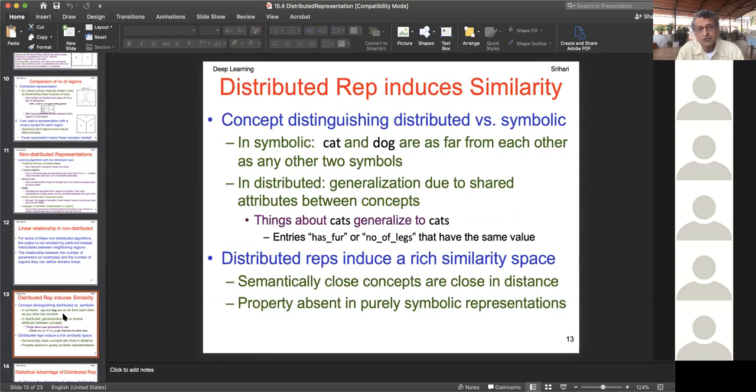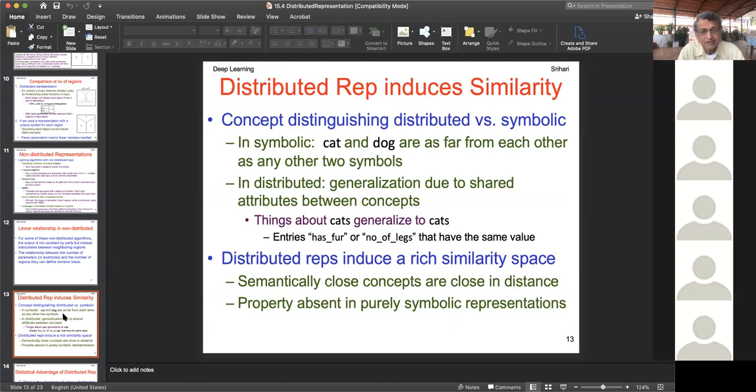All right, then we'll move on to the similarity concept of distributed representation. In a symbolic representation, take the example of cat and dog. If you have a classifier, many of these contests for neural networks have many classes, including animals, cats and dogs and so on. And in a symbolic representation, a cat and a dog are as far from each other as any other two symbols, say a ship and a bicycle, or a cat and a dog. They're all equally far apart in some symbolic space.